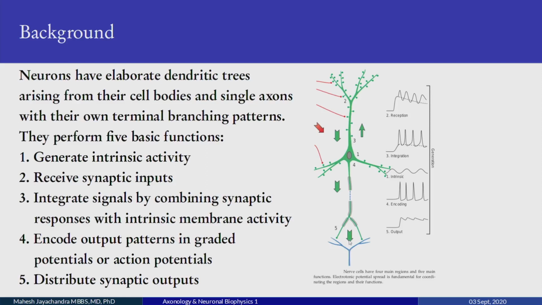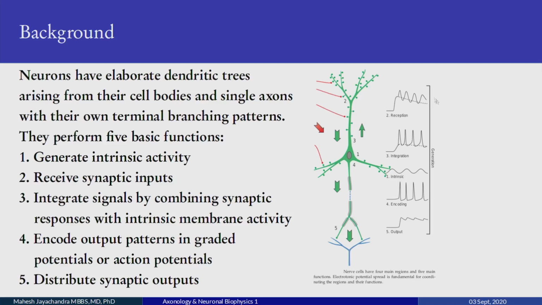There are 5 basic functions. One is the neuron generates intrinsic activity. Second, they receive synaptic inputs from other neurons, axons, cells. Then they integrate all this, they combine the synaptic activity with the intrinsic membrane activity, so it's integrating stuff. Then they encode output patterns in the form of graded action potentials or graded electrotonic potentials, subthreshold potentials. And finally, they distribute the synaptic inputs.